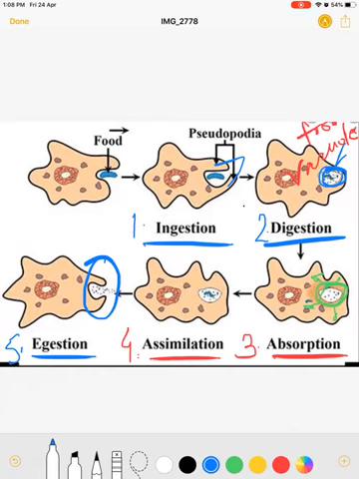So amoeba and we both share the same type of nutrition, and that is known as holozoic nutrition. I hope now you are able to understand the nutrition in amoeba.